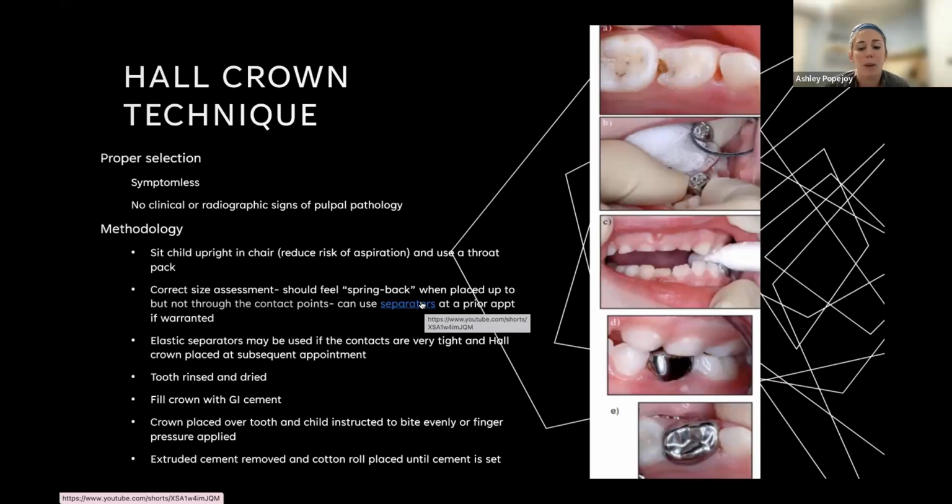I will use these for small interproximal lesions. I'll also use them for big interproximal lesions as long as the caries isn't clearly into the pulp. Once you have any symptoms, specifically spontaneous symptoms or any evidence of pulpal pathology in your radiographs, this is no longer an option.